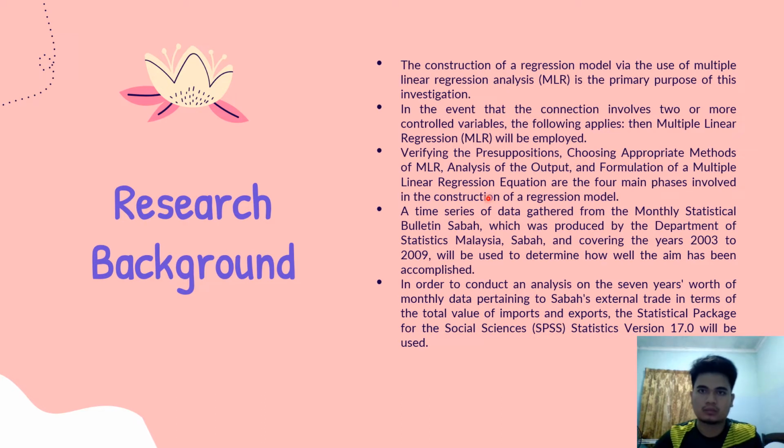For research background, the construction of a regression model via the use of multiple linear regression analysis is the primary purpose of this investigation. In the event that the connection involves two or more controllable variables, then multiple linear regression will be employed. Verifying the proportion, choosing the appropriate method of MLR, analysis of output, and formulation of the multiple linear regression equation are four main phases involved in this construction of the regression model.